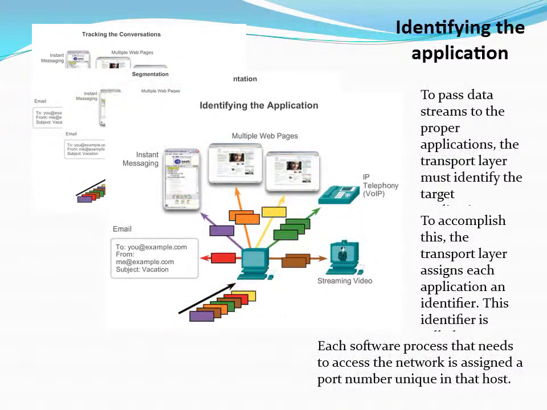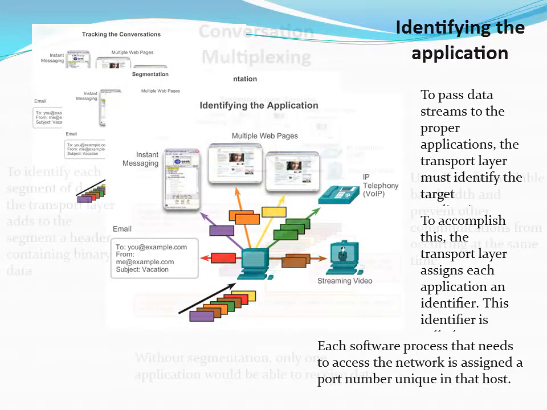Identifying the application. To pass data streams to the proper applications, the transport layer must identify the target application. To accomplish this, the transport layer assigns each application an identifier. This identifier is called a port number. Each software process that needs to access the network is assigned a port number unique in that host.